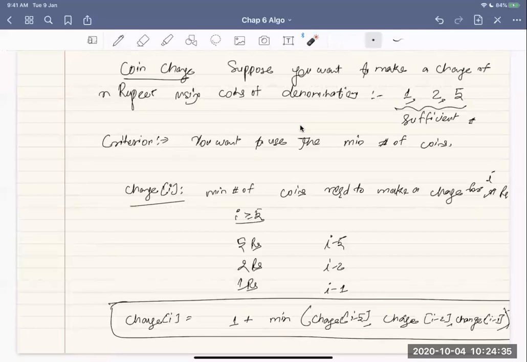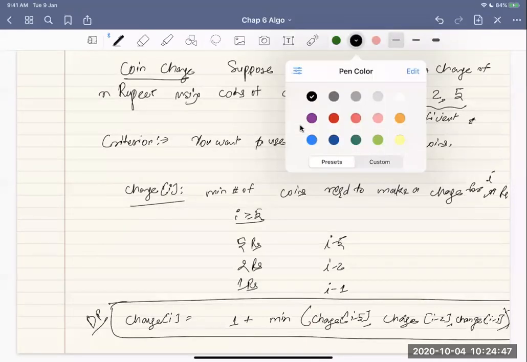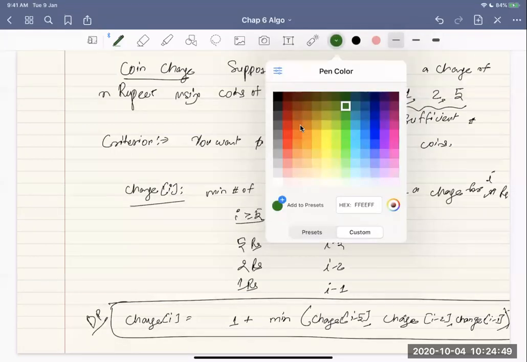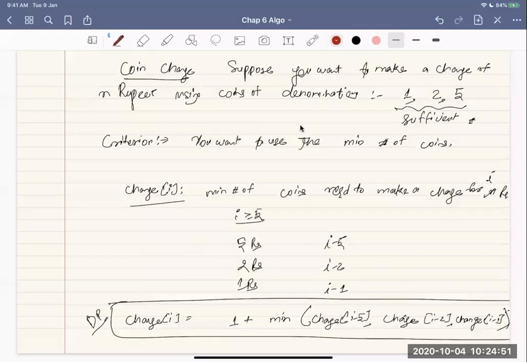Now this is fine, this is all right. This is a dynamic programming solution. Now how do you go from this dynamic programming solution to a greedy solution? In a greedy solution, do I actually have to compute all 3 and take the minimum, or can I always say, let me just take this coin? So what do you think?